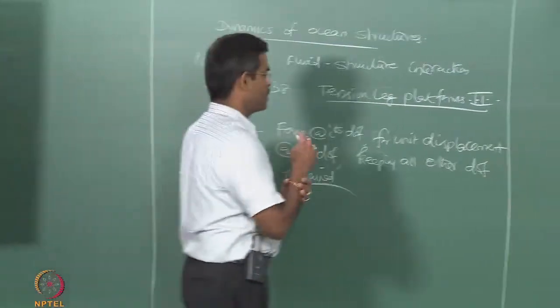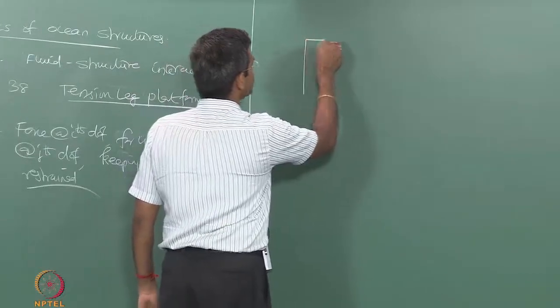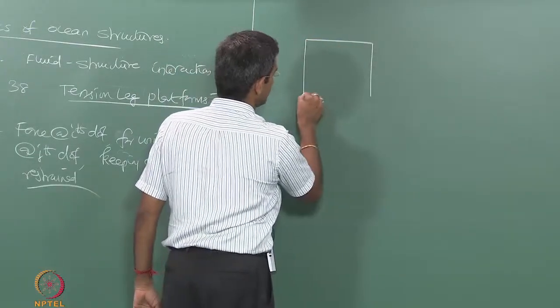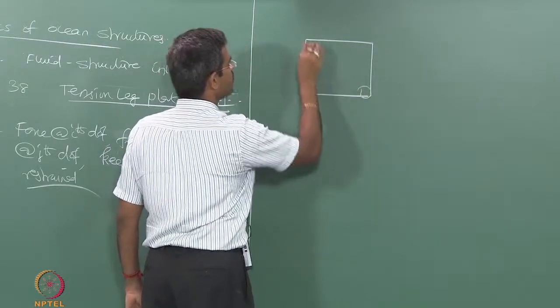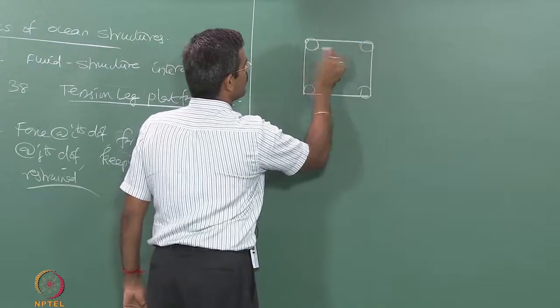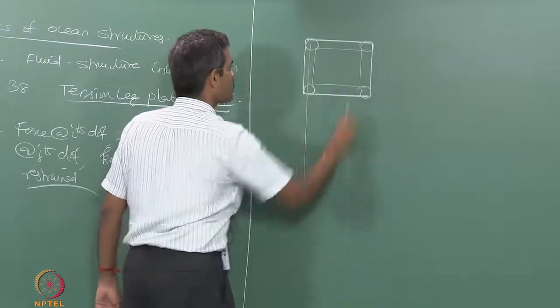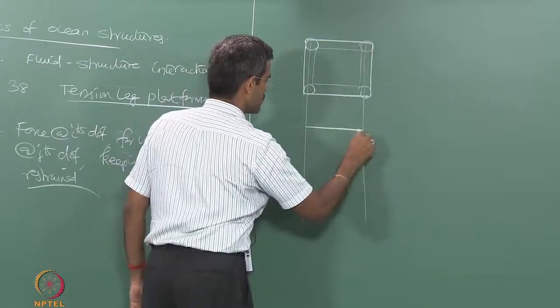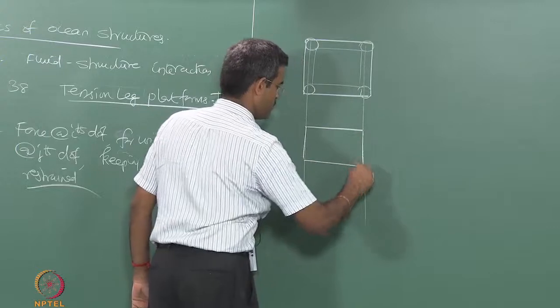So, now we will pick up the same problem in the TLP. We know that a TLP comprises pontoon and column members. I will pick up a square plan-shaped TLP where all the corners have circular column members and all these are pontoon members. And the typical elevation looks like this. This is the top side, multi-level deck.